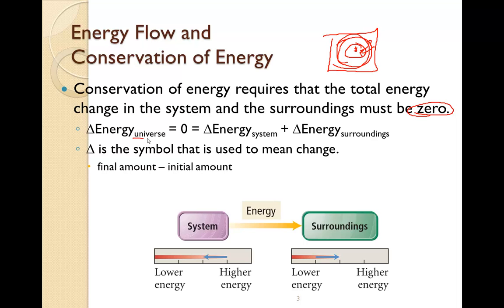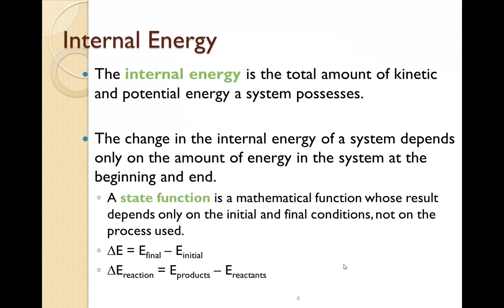So the energy of the universe, the energy of everything, has to be zero, which is the system and the surroundings added together. This triangle here that you keep seeing, you're going to see that over and over and over again. That means change. It means the final minus the initial. So as the energy gets lower in the system, the energy is going to go up in the surroundings, because it must be transferred from the system to the surroundings.